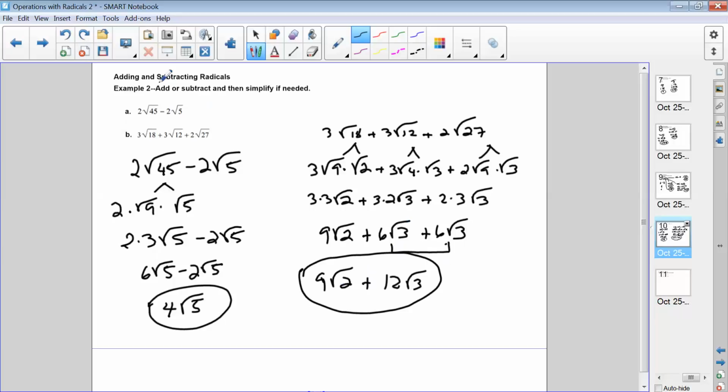So there's some practice there of seeing what happens when you're adding or subtracting radicals when the radicands are different. Your thought process is that you want to try to simplify as much as you can, hoping that you may find some common radicands, where you then add the coefficients to the left of the radical in order to simplify. So I hope this has been helpful.